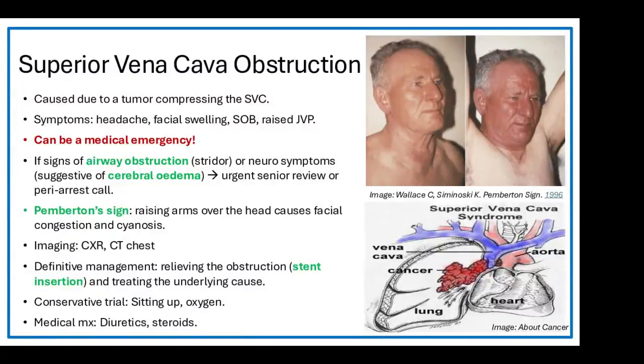Pemberton sign is important. It commonly comes up in exams. Raising the arms over the head causes facial congestion and swelling. Imaging, you can do a chest X-ray to look for any lung mass, and you can do a CT chest to find out more information about the lung mass or the compression of the SVC. The definitive management is relieving the obstruction, which might be with a stent and treating the underlying cause. You can do a conservative trial with sitting the patient up or providing them with oxygen. And you can also treat them medically with diuretics and steroids, but these are more for symptom relief rather than addressing the underlying cause.